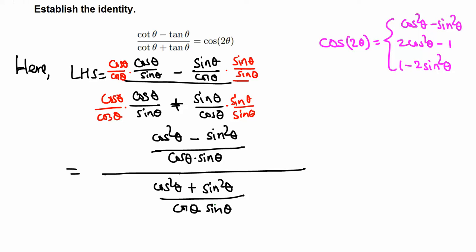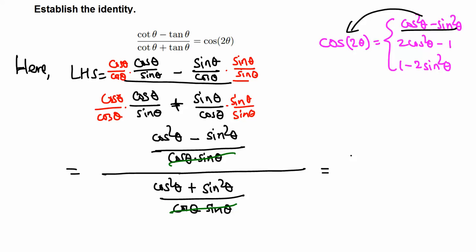Now, so we got a complex fraction. When we simplify, we keep the top fraction, change this division into multiplication and flip the bottom. And when we flip, this goes on the top. So basically cosine times sine cancel. Okay, then we have cosine square minus sine square. That's exactly cosine 2 theta.